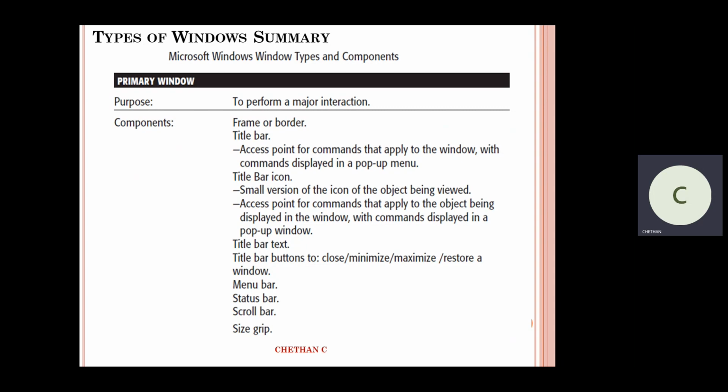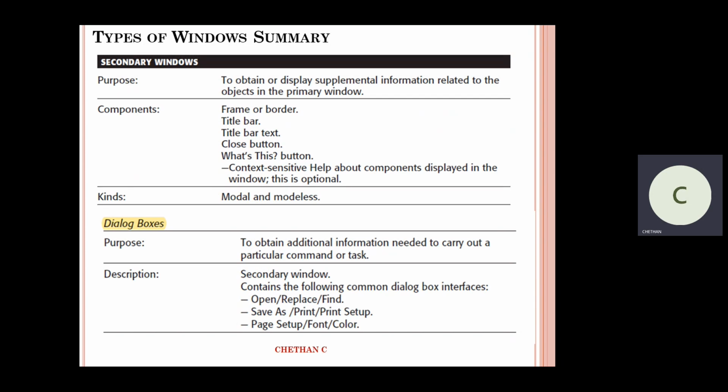Primary window: they perform a major interaction, the entire window summary. They have a frame, a border, a title bar, and there you do all the operations. It will have a menu bar, status bar, scroll bar, size grip, everything will be there in the primary window. Then the secondary windows.